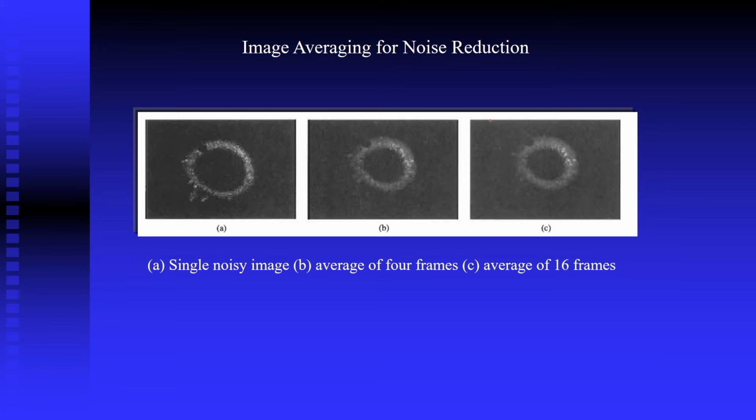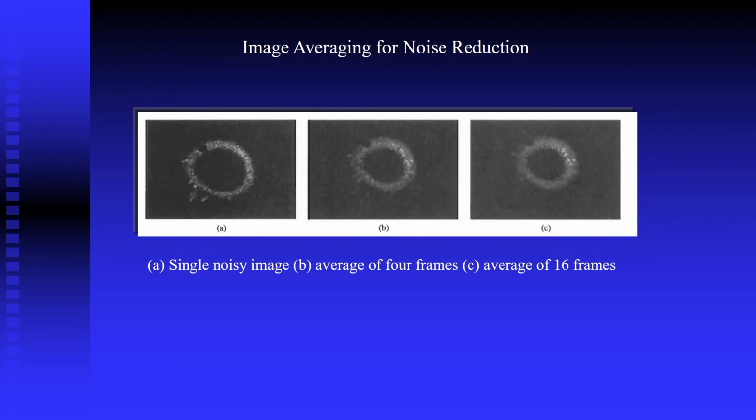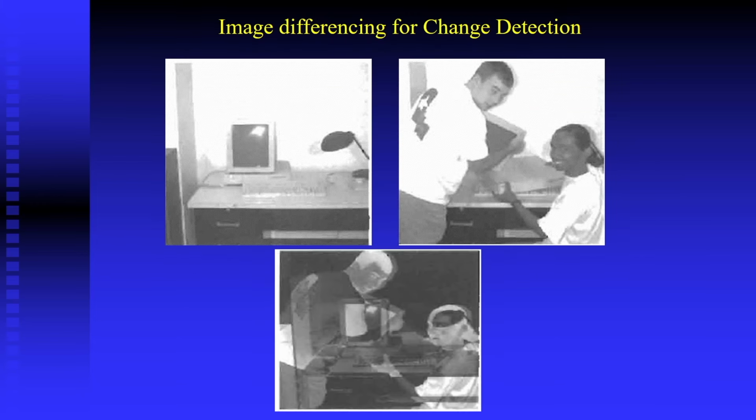Image averaging for noise reduction. So just I am adding this one. That means I am actually averaging the images. That is, I am doing the sum of n input images, and corresponding to this I am getting this example. So in this example, the image averaging for noise reduction. And already I have explained how to find the difference between 2 images.